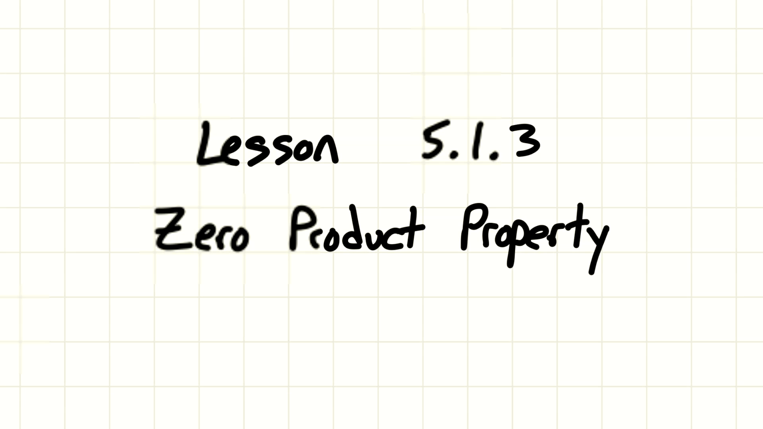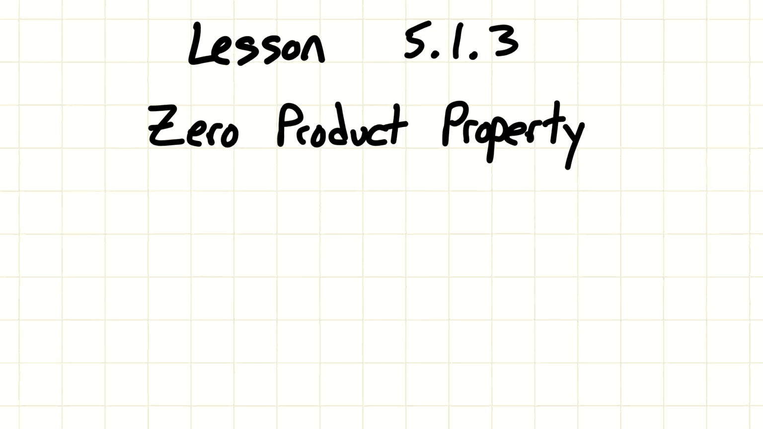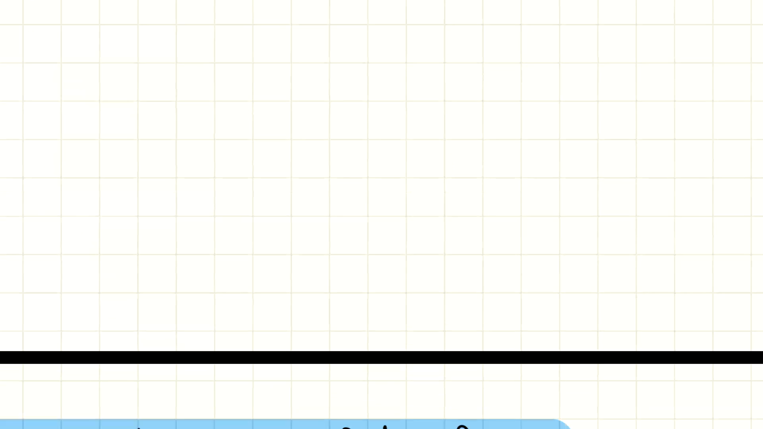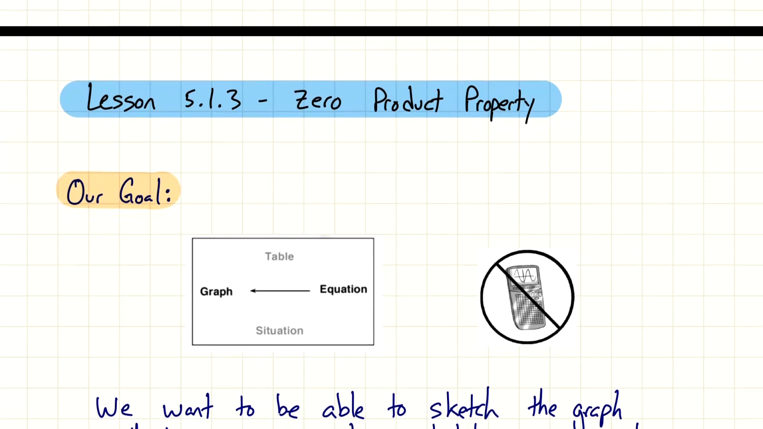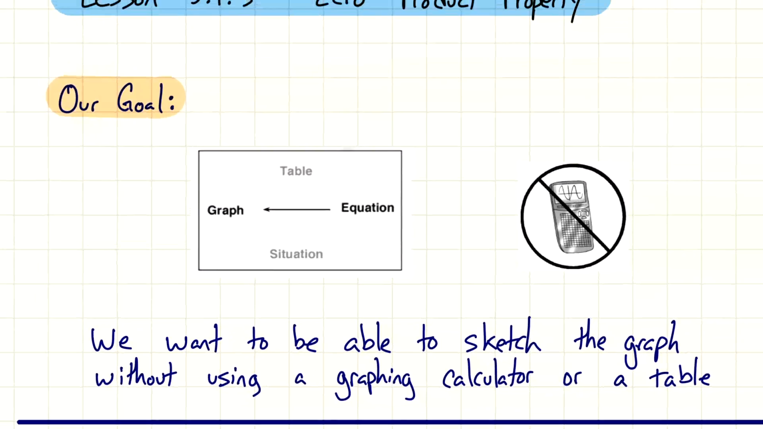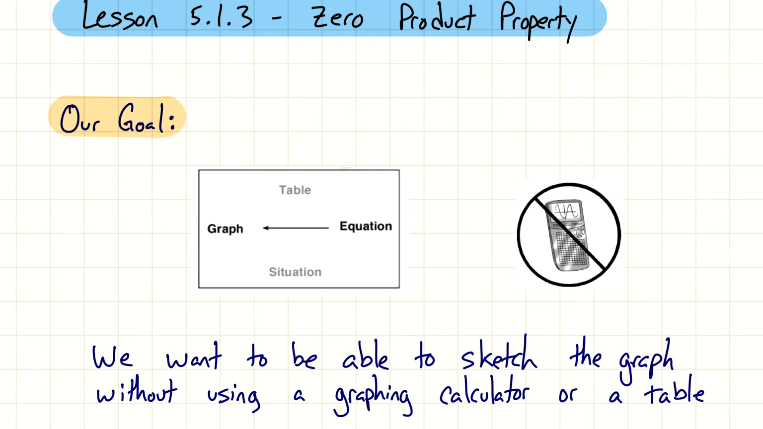Hey everyone, this is lesson 513 on zero product property. So in this chapter we've been talking about quadratic equations, graphing them, representing them in different ways. And so our first goal on this lesson is to see if we can take an equation and write it as a graph or represent it as a graph.